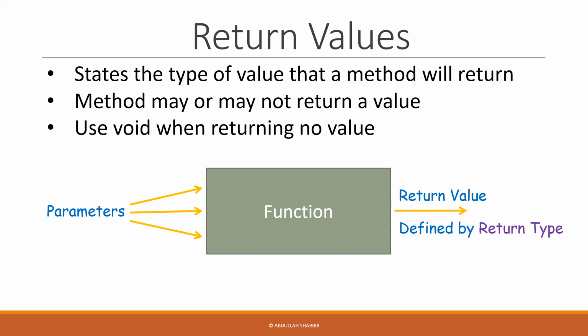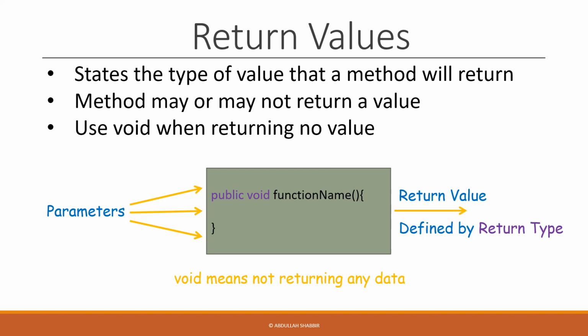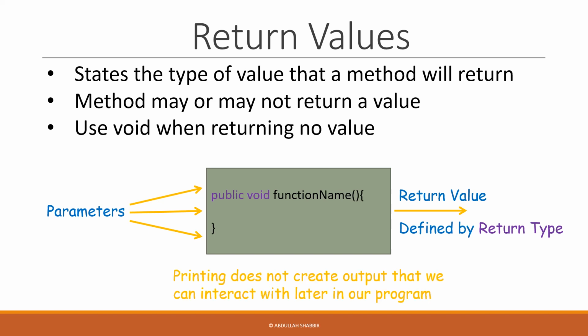So far, we have been making functions that look like this, with the return type of void. Void means that we are not returning any output data, but you might be thinking, what do you mean by we are not returning output data? We have been printing out text this whole time. Well, when we use System.out.println to print text on our screen, the printing is just for our eyes. Printing just displays text on the screen. It doesn't create any output that we can interact with later on in our programs.